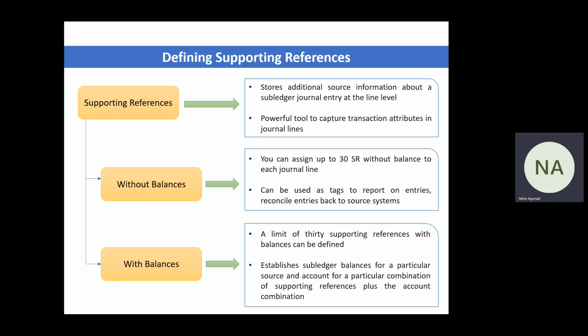If it is general information that you need to provide, then you can have the description rules for that. It is not necessary to define the supporting references there. But if any reporting need is there, then we should go with supporting references. And to highlight, balances in the supporting references are not transferred to GL. So for with balances, a limit of 30 supporting references can be defined. Means in total only 30 supporting references can be defined with balances.